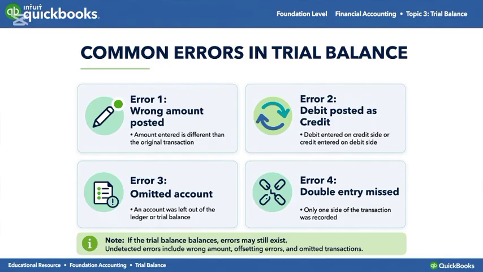Section 6. Common errors. 4 common mistakes people make. Error 1. Posting the wrong amount. Error 2. Posting a debit as a credit. Error 3. Omitting an account. Error 4. Recording only one side of the entry. Note, even if the trial balance balances, errors can still exist.